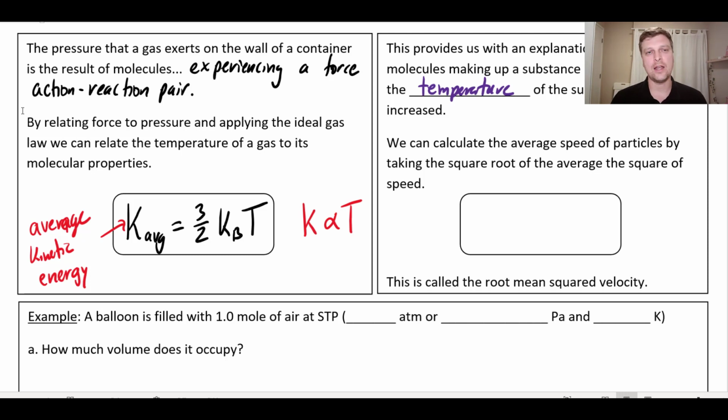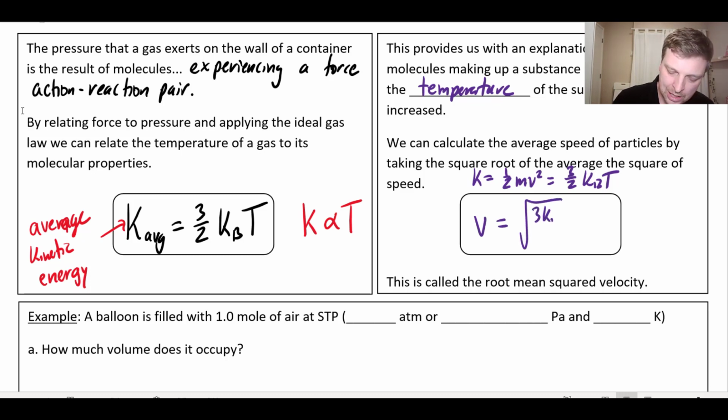And so you could calculate the average speed of these particles if you wanted to. You'd have to use the fact that the kinetic energy is equal to 1/2 mv squared, and we now know that's equal to 3/2 k_B T. But long story short, you could find the velocity, and that would equal the square root of 3 k_B times T all divided by m.